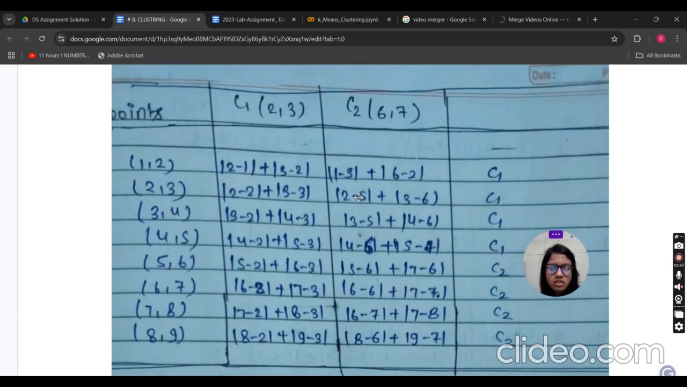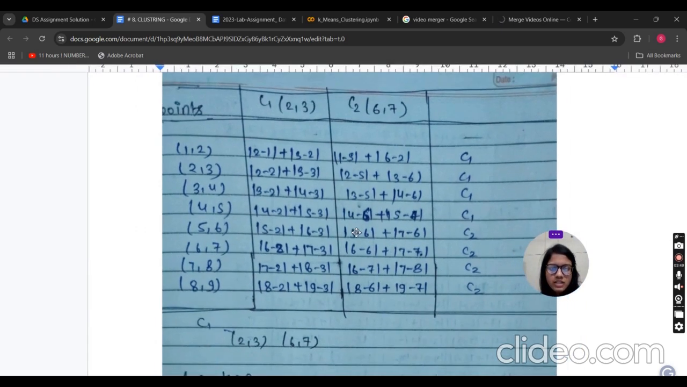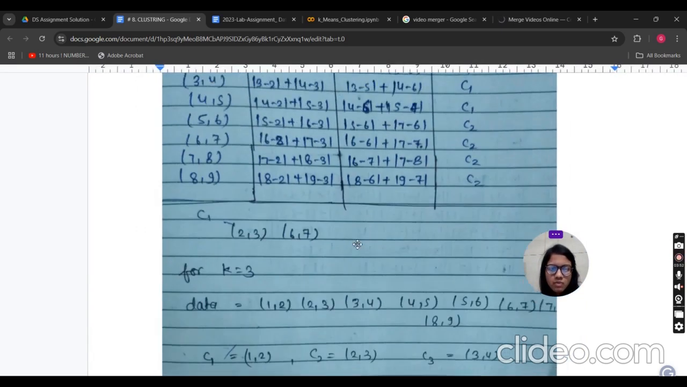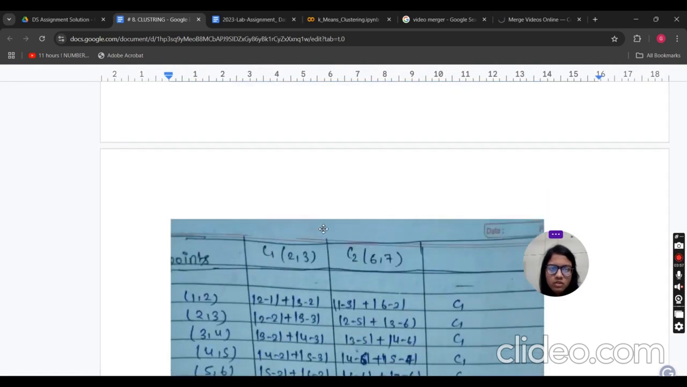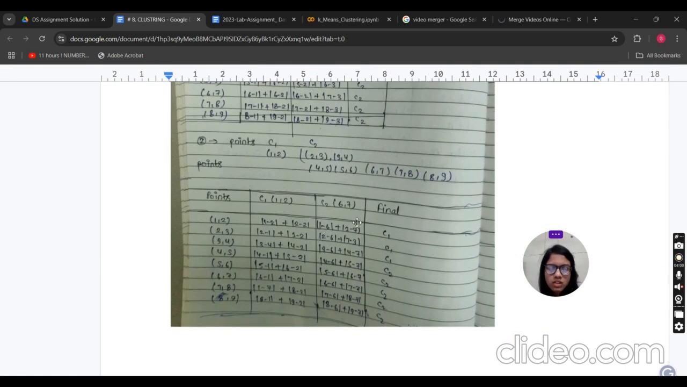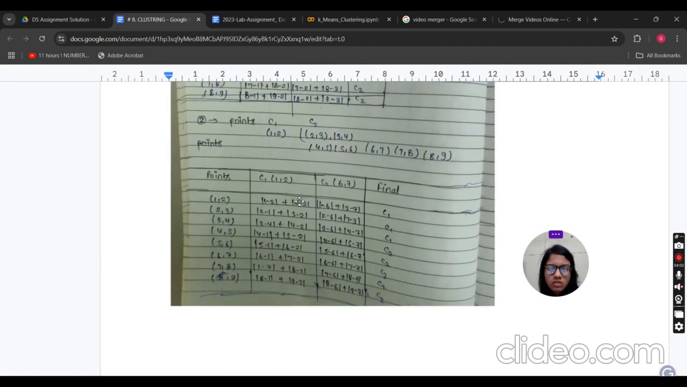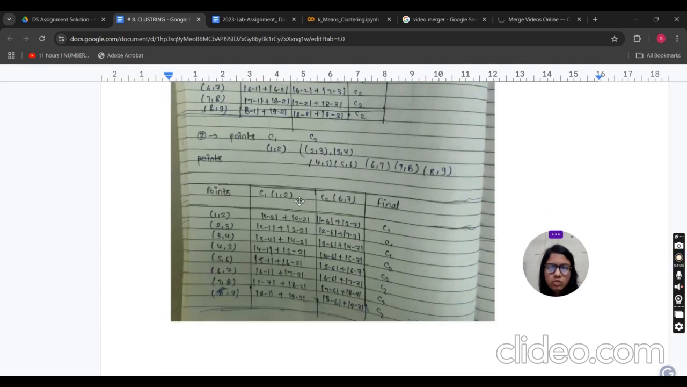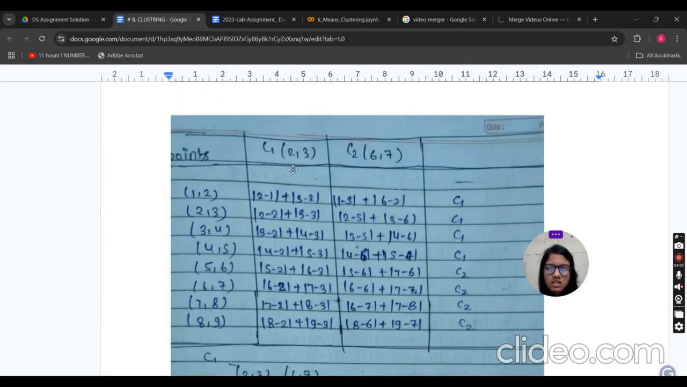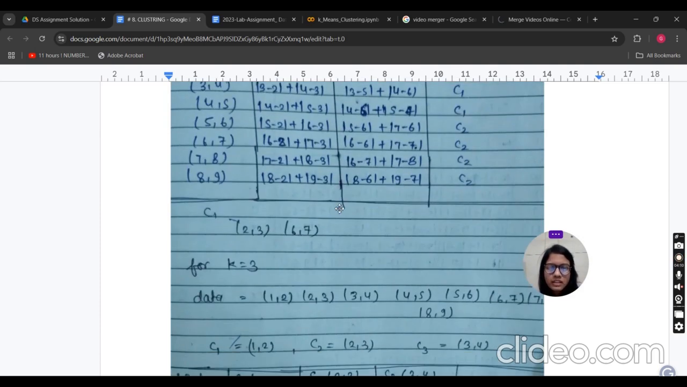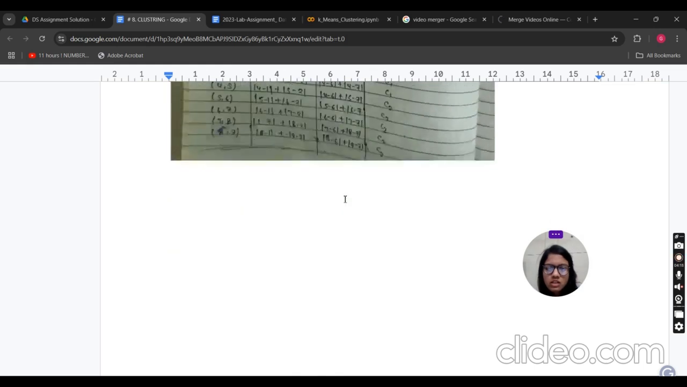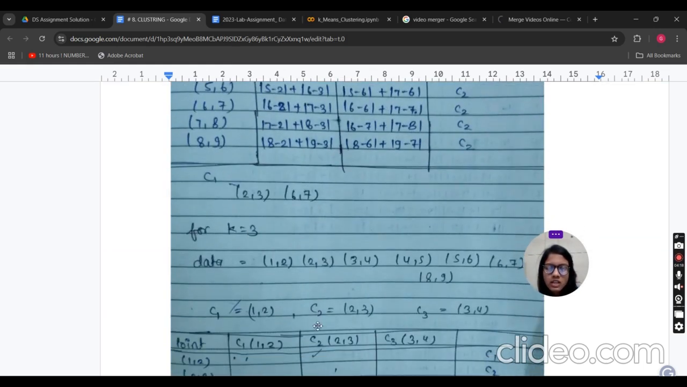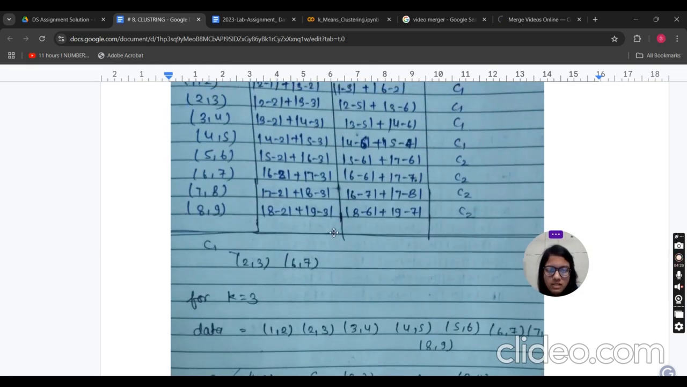Again repeat this process. C2 is 3 and the 6 7 centroid. Again repeat this process. C1 gets 2 3 and 6 7 for k. So this is C1 2 3 and 6 7. Here C1 is 1 2 and 6 7, and C2 is 2 3 and 6 7. So I get the same centroid points, the same points: C1 1 2, C2 2 3, 3 4. I get the same data points here. So this is our centroids 2 3 and 6 7.